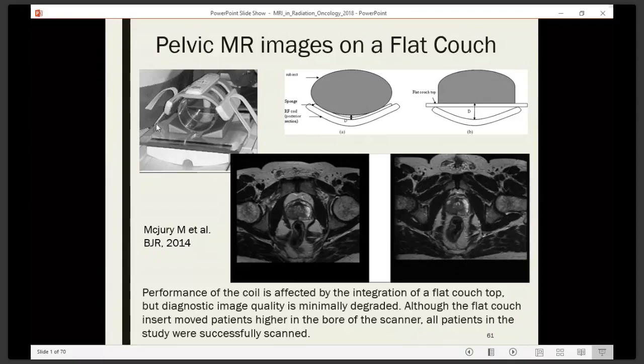So this shows an example of, again, a flexible matrix coil here. This is on a phantom, and this is what a person would look like on a regular MRI patient couch, which is concave, but you put the flat couch top on here, and these are the differences in the images. You can see it is somewhat different. Of course, here's the prostate gland. You can see here it looks a little more elliptical, and here it looks a little more round, which is what it's going to be like when it's in the accelerator getting treated.